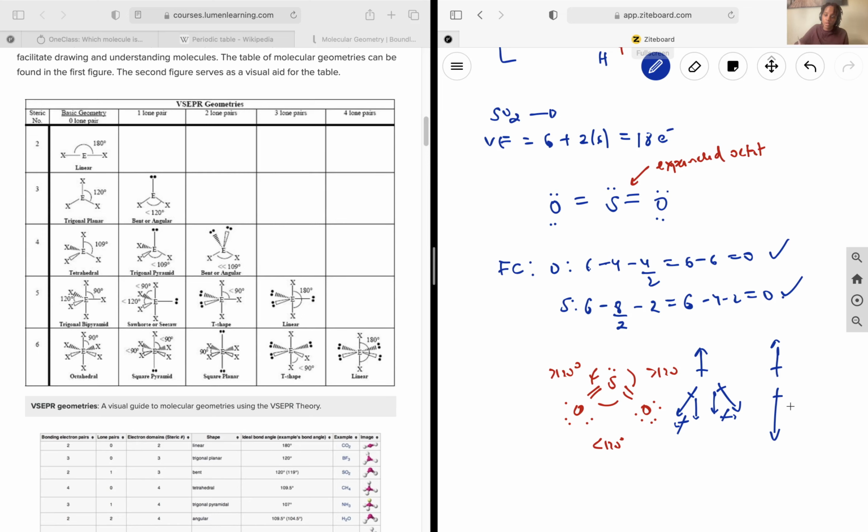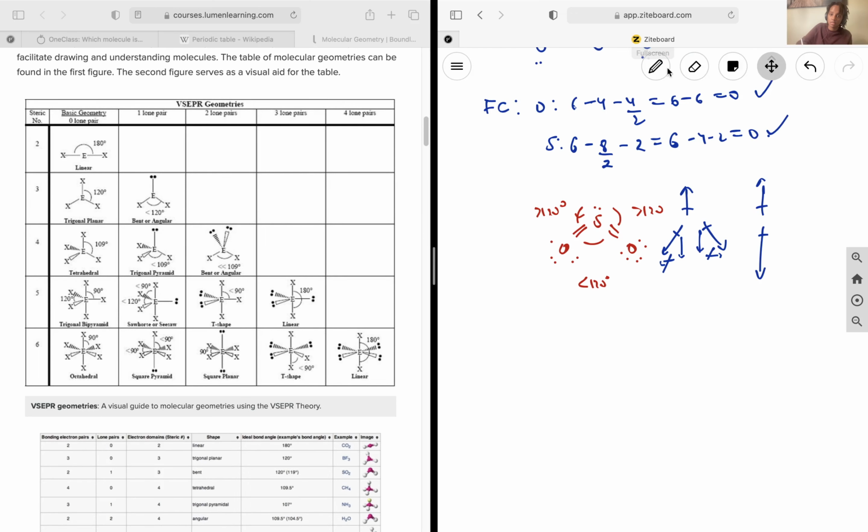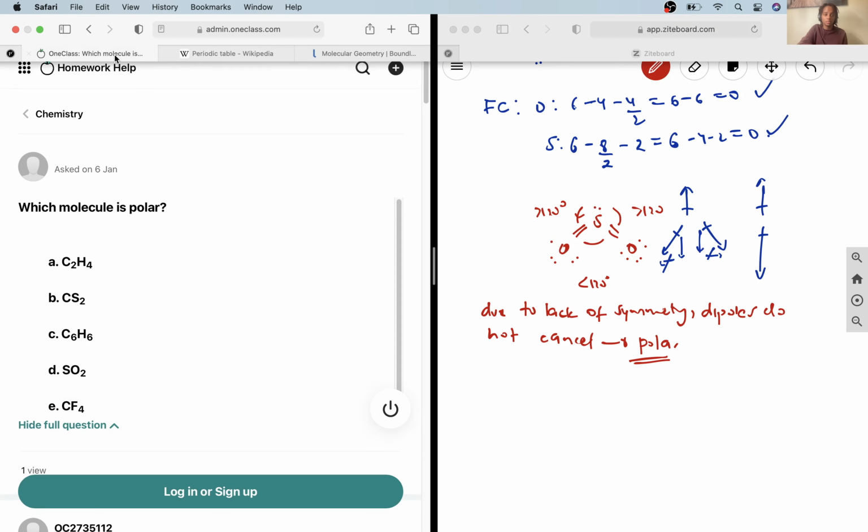But these two dipole moments will not be equal because the dipoles created by the oxygens is not equal to the dipole created by the lone pair. So because of the lack of symmetry in this case, dipoles do not cancel. And that makes it polar. So this is the only polar one that we've stumbled across.